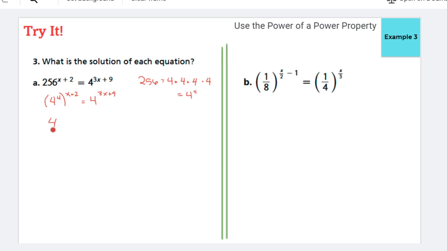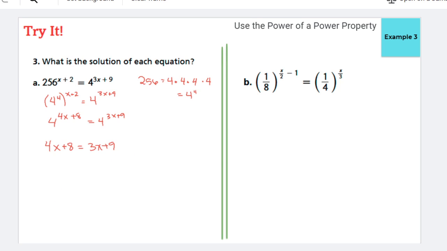So I have my base of 4. 4 times x is 4x. And 4 times 2 is 8. Now I can go ahead and set my exponents equal to each other because their bases are the same. So I have 4x plus 8 equals 3x plus 9.